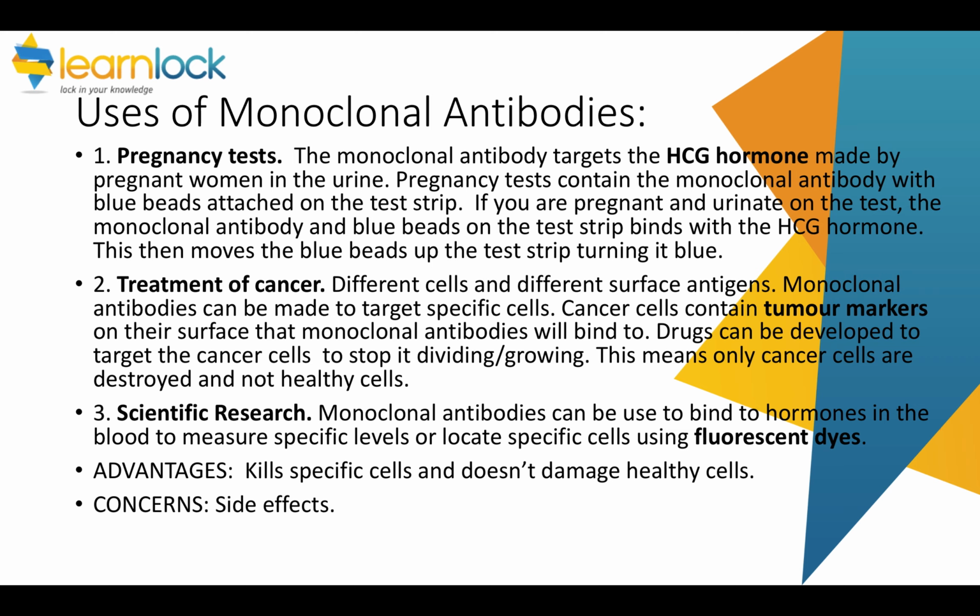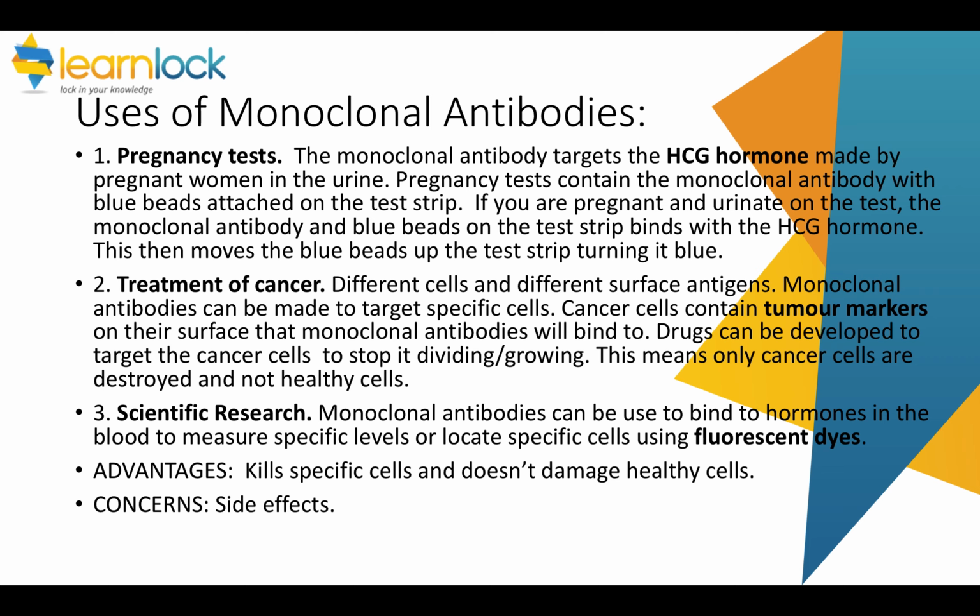So if you know the marker on the outside of the cancer cell, which is called a tumour marker, then you can make monoclonal antibodies to target just them and they'll bind to it and kill it. And that means that only cancer cells are destroyed and not healthy cells. Some of the issues with chemotherapy and radiotherapy is it can also kill healthy cells. This kind of treatment would only kill the cancer cells.